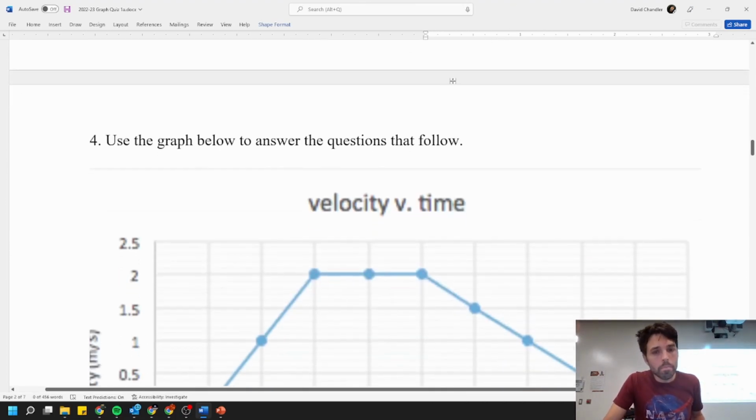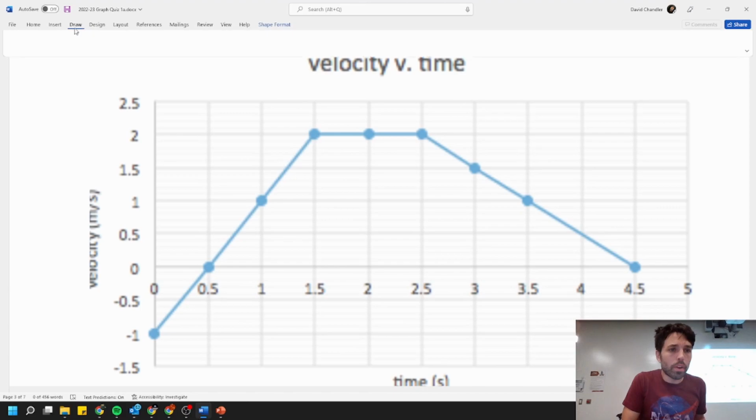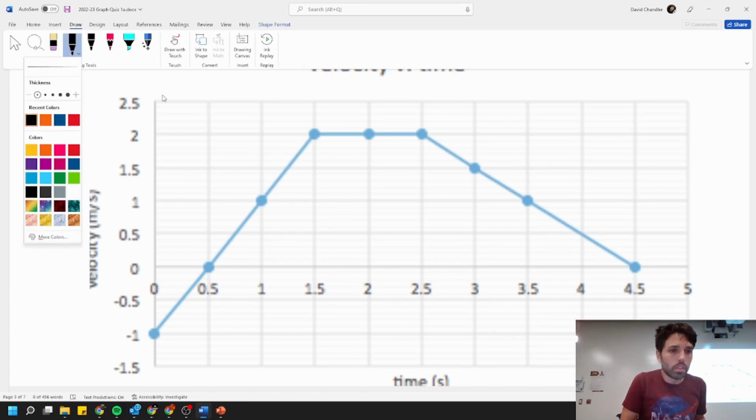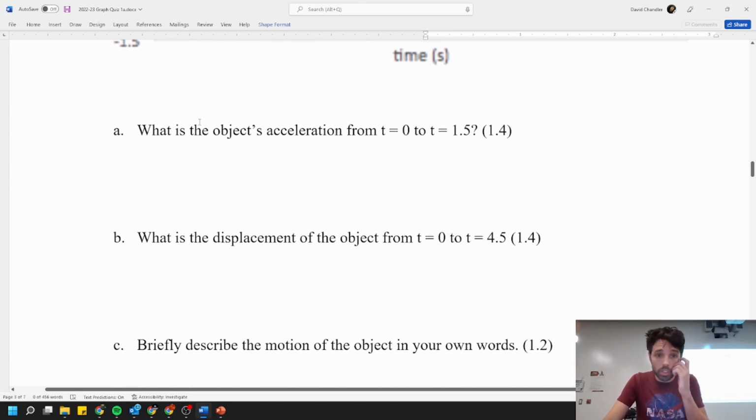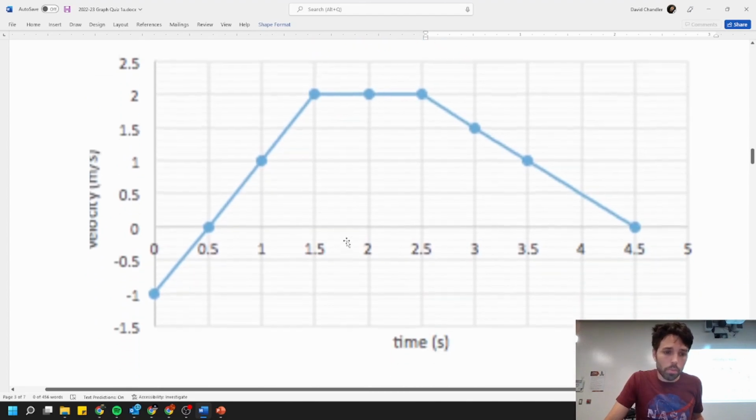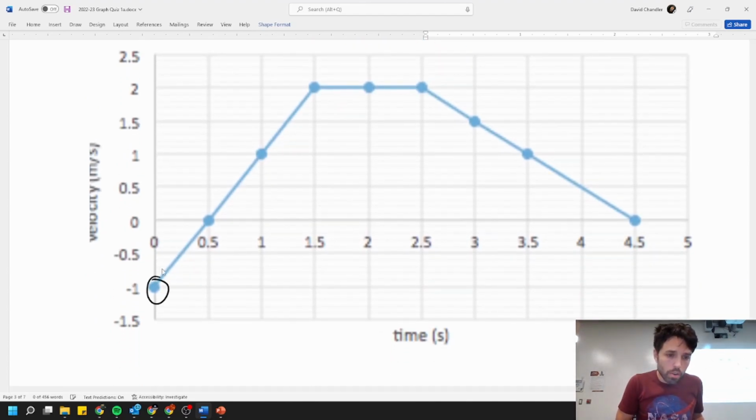Okay, number 4 was a velocity time graph, and I asked you some math questions here about this graph. So the first thing I wanted to know was, what is the object's acceleration from t equals 0 to t equals 1.5? So that's from t equals 0 is here, right? Because that's where the time 0 is. So from that point up to the 1.5 second mark, which is here, so we're going from this point to this point.